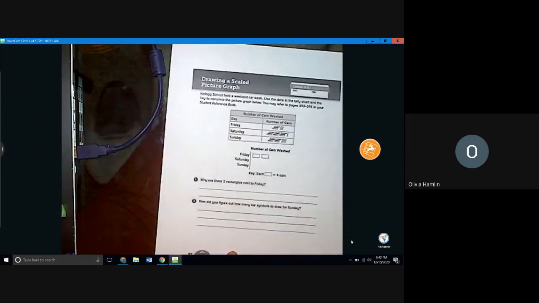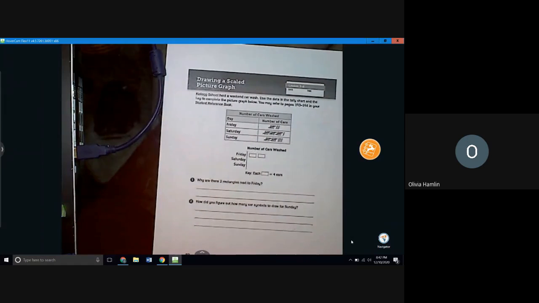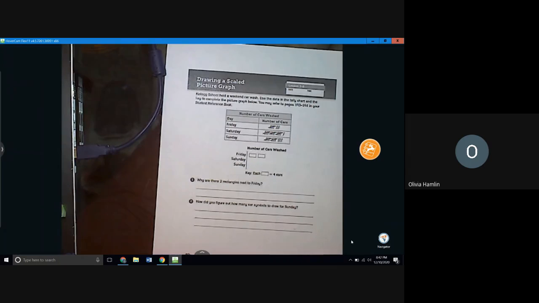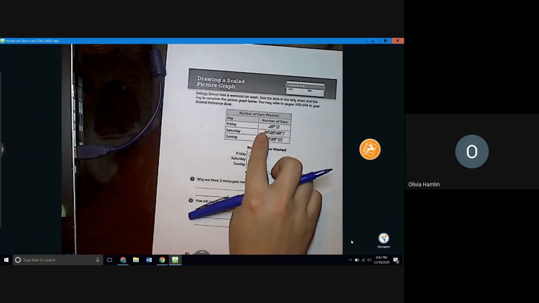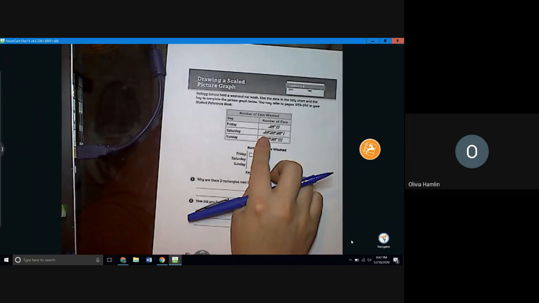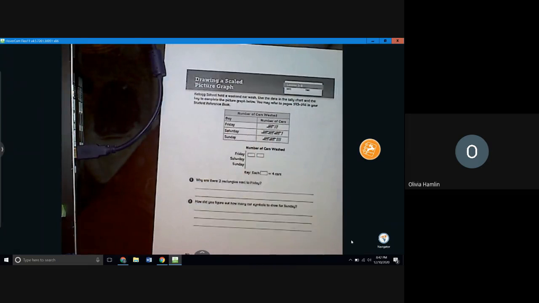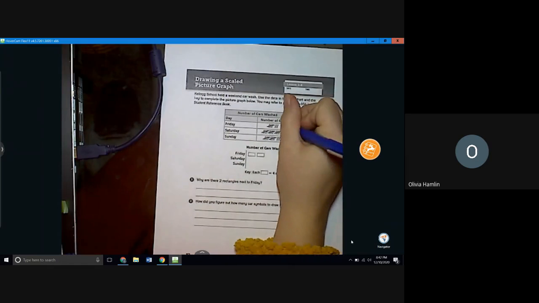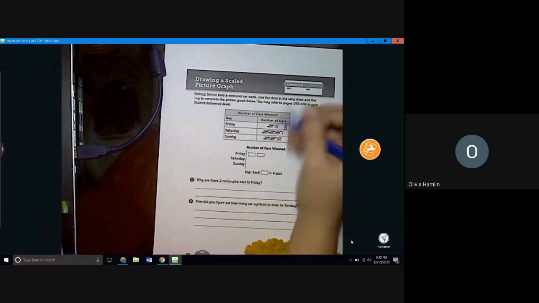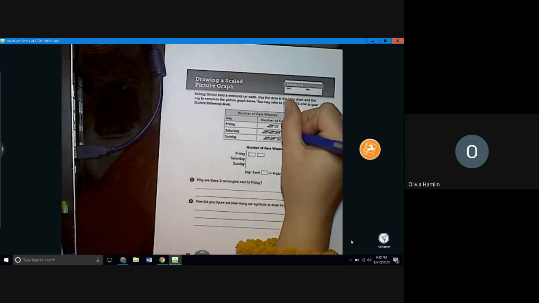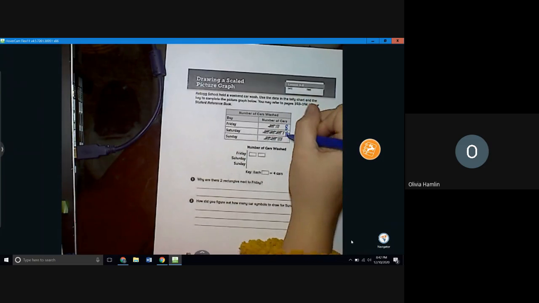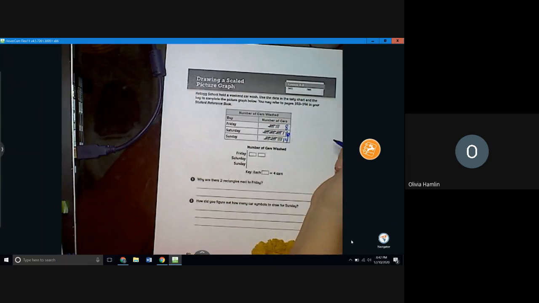All right. Kellogg School held a weekend car wash. We will use the data in the tally chart and the key to help complete the picture graph below. So we have our data chart right here. On Friday, there were 8 cars washed. On Saturday, there were 5, 10, 15, 16 cars washed. And on Sunday, there were 5, 10, 14 cars washed.